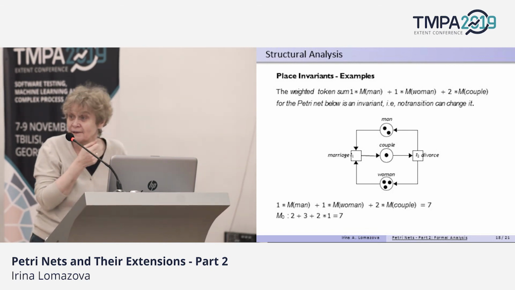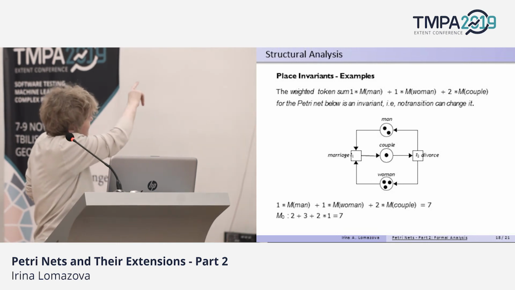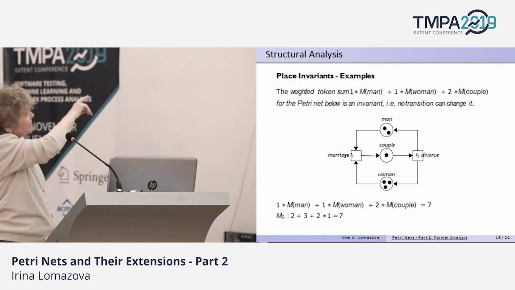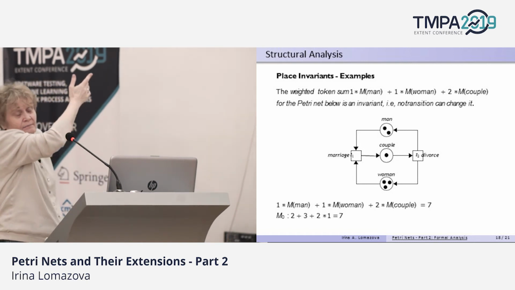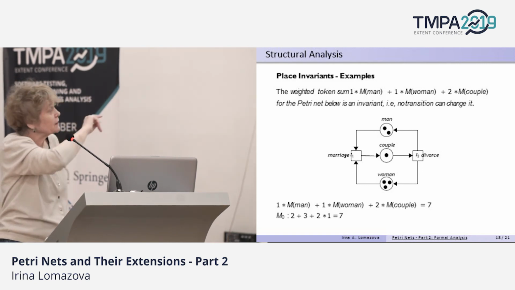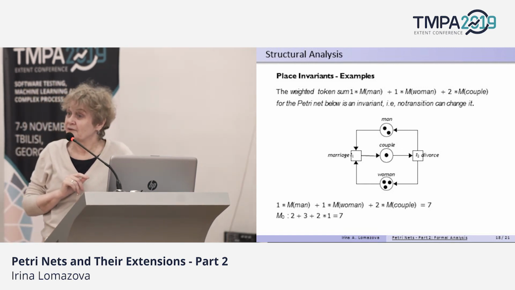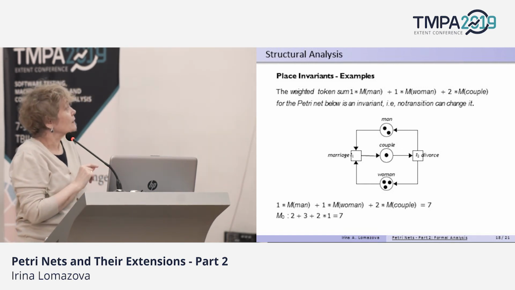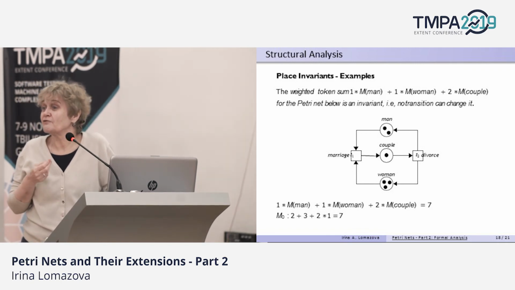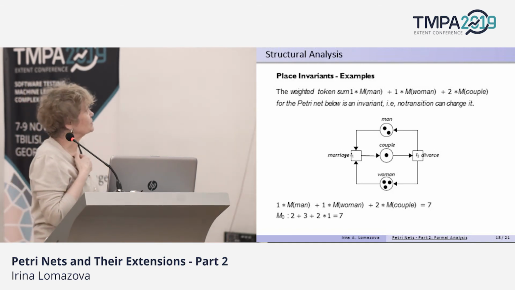So then there is an invariant describing this behavior. It is written here. You see, we may have a weighted sum, which says one times the number of men plus the number of women plus twice the number of couples. So it is invariant. It is the same for all reachable states. How to check it?